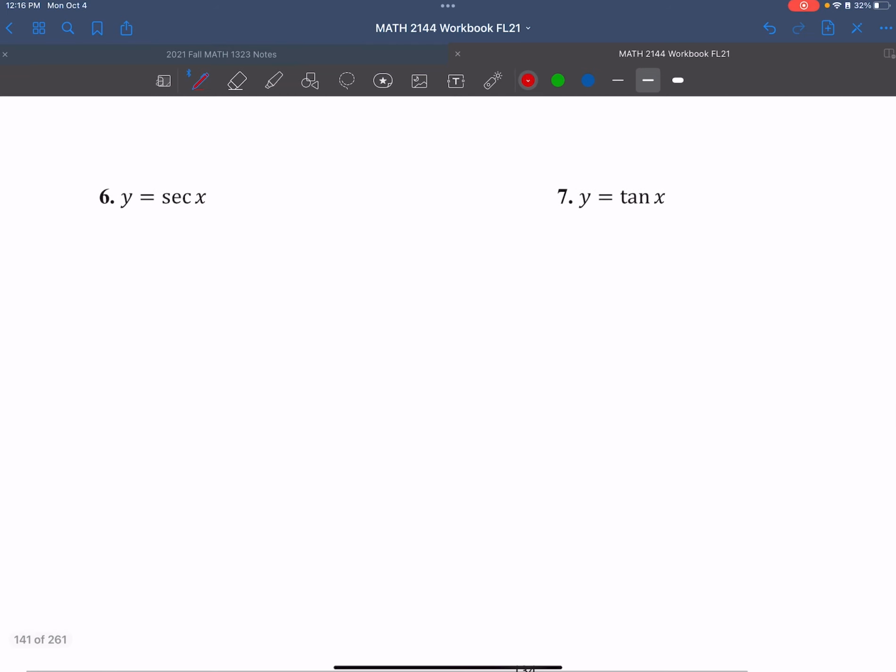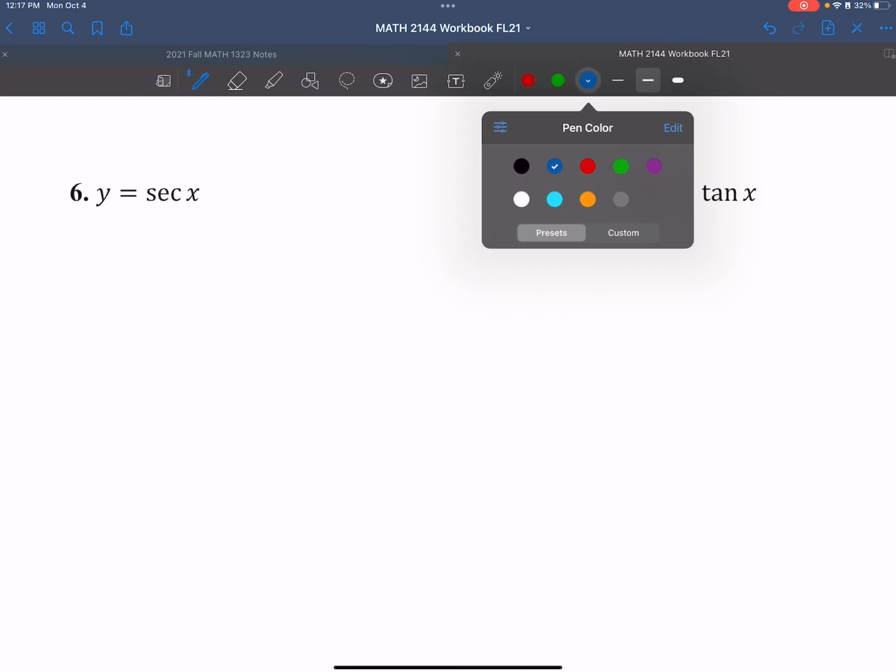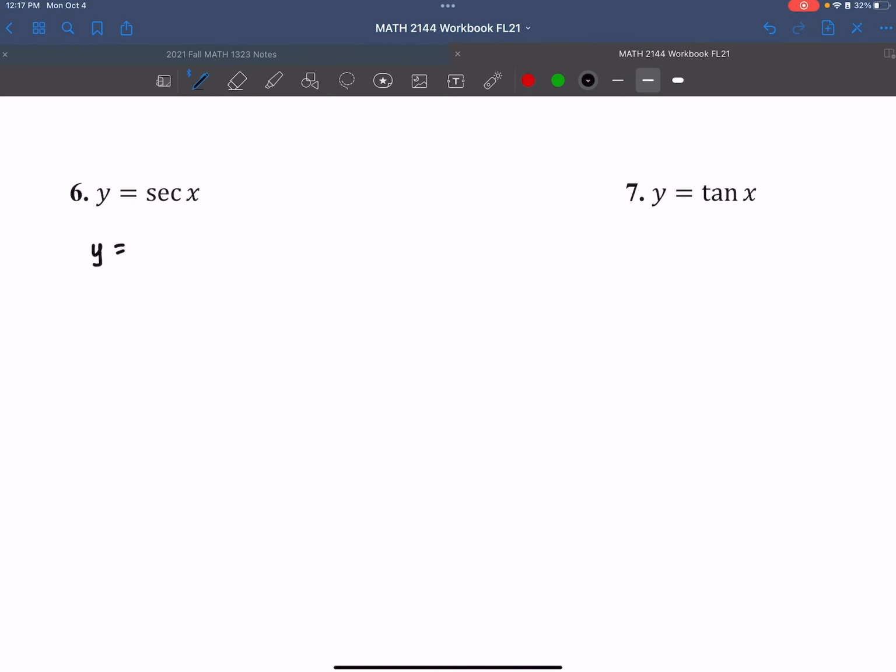So down here in 6 and 7, we're going to learn our rules for secant and tangent. Once we derive them once, I do that to show you where they come from, but you're welcome to memorize them and shortcut your way to the derivatives. So again, the first step here is to write secant in terms of its reciprocal, so it's going to be 1 over cosine of x.